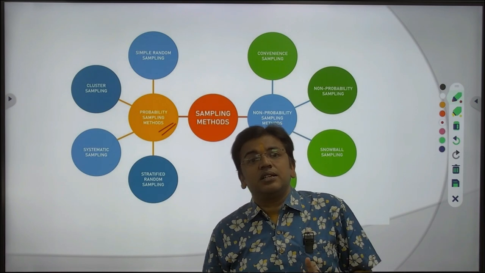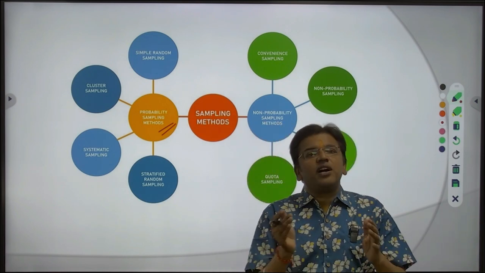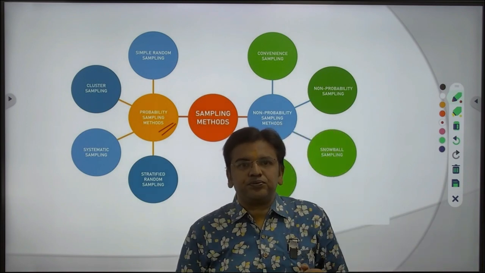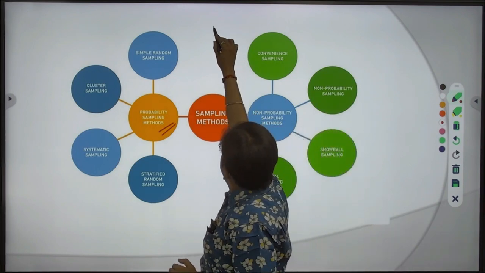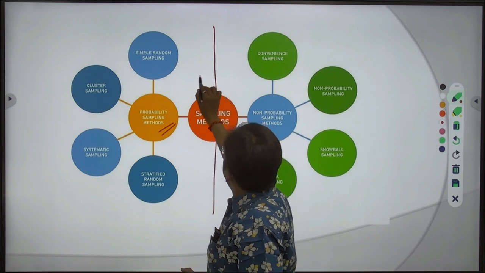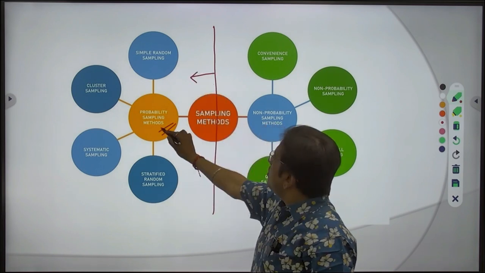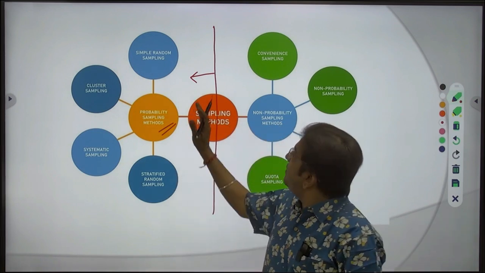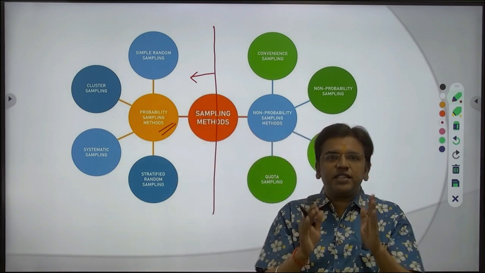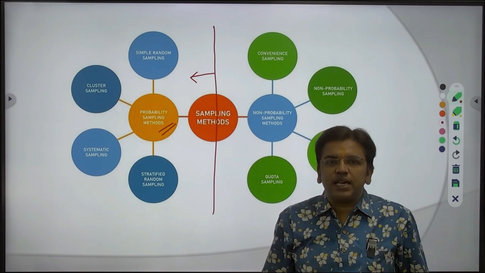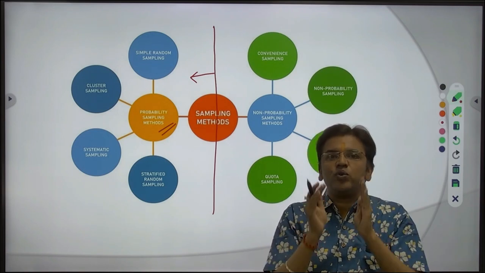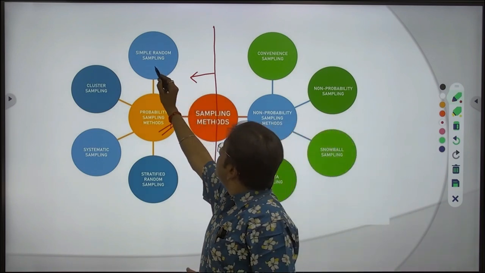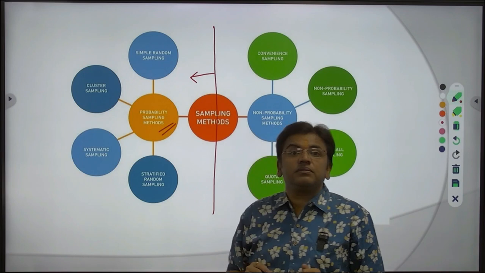Probability means the chances of occurrence of an event or the chances of non-occurrence of an event are known. All the methods taken over here, this side, are based on probability sampling methods. Here, it is a scientific method, it is a calculative method. Whatever sample you are going to select, there are certain parameters on which you are going to collect that sample. The first one is simple random sampling.